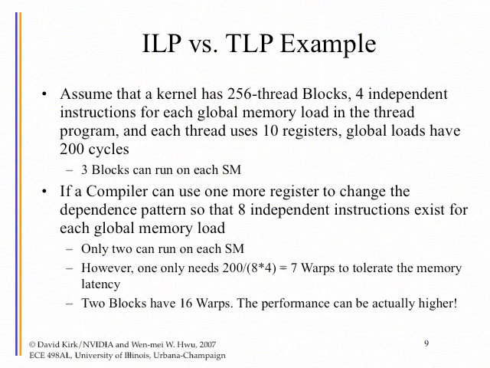However, if the compiler can use 1 more register to change the dependence pattern, or even 2 more registers in this case, I think you'll get the same result. So that 8 independent instructions exist in each global memory load. Okay? So just like the example I showed you, you ended up having twice the number of independent instructions that you can have in between these global loads, right? So then only 2 blocks can run on each SM. I already calculated that for you, right? So, after you use 1 more register, you can no longer run 3 blocks, you can only run 2 blocks.